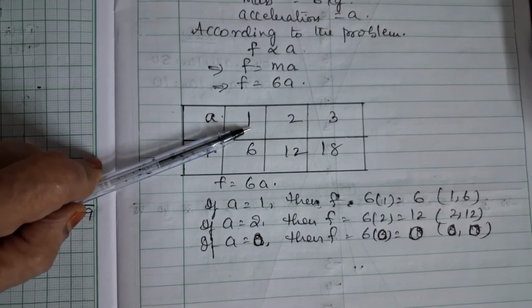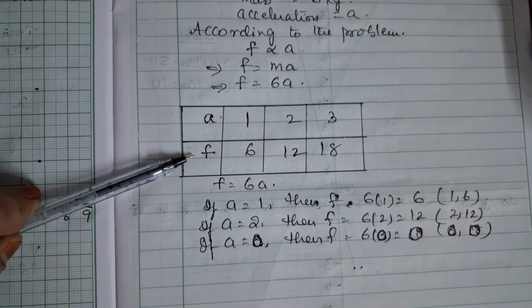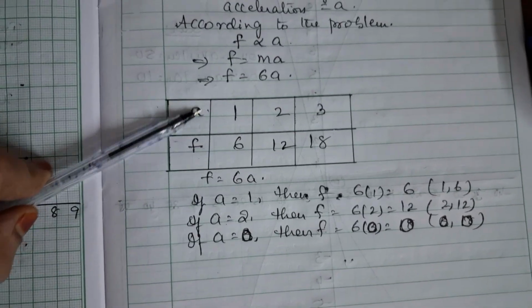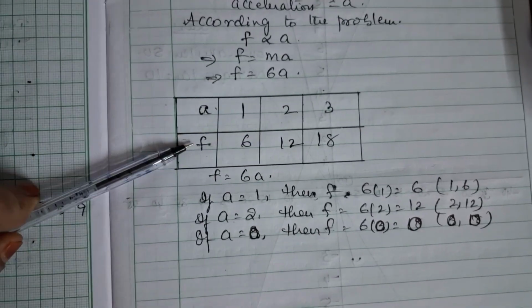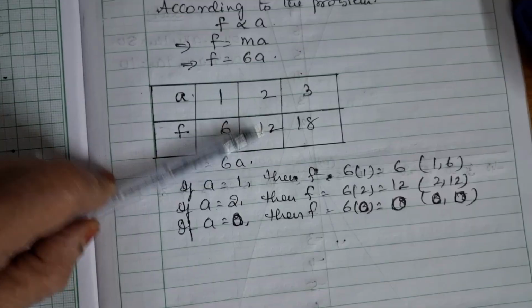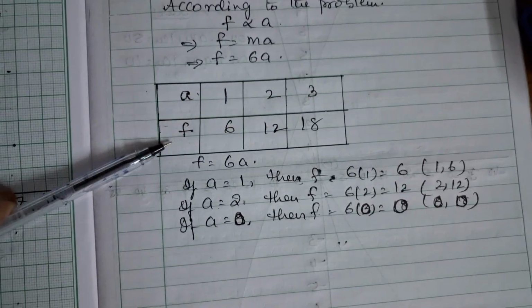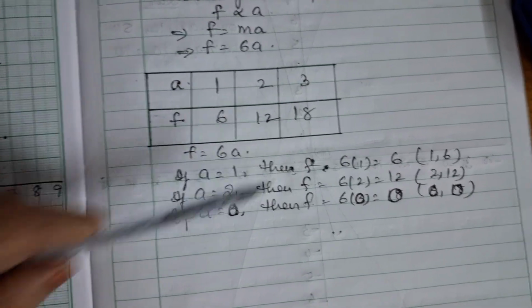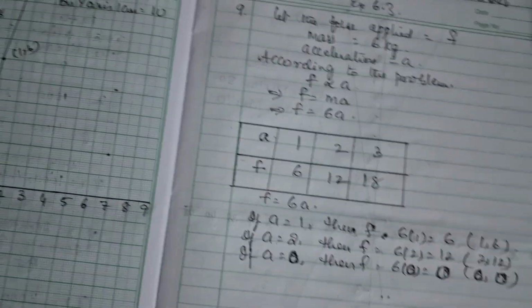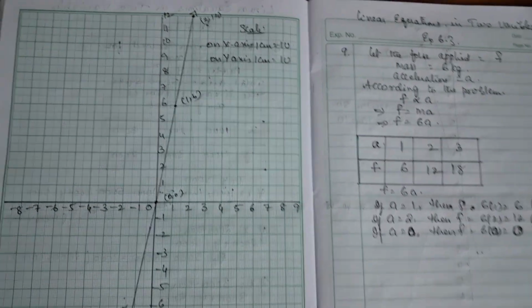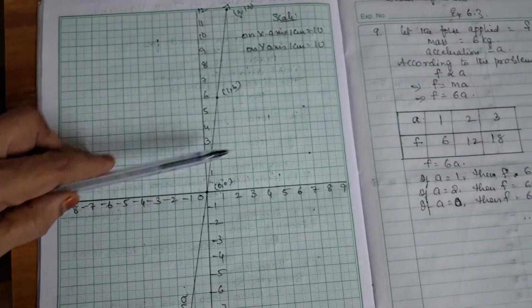So suppose I have taken A value as 1. F value is 6 into 1, 6. If A value is 2, 6 2s are 12. If A is 3, F is 6 3s are 18. So this we need to put in the graph. So this is the graph that I have got.